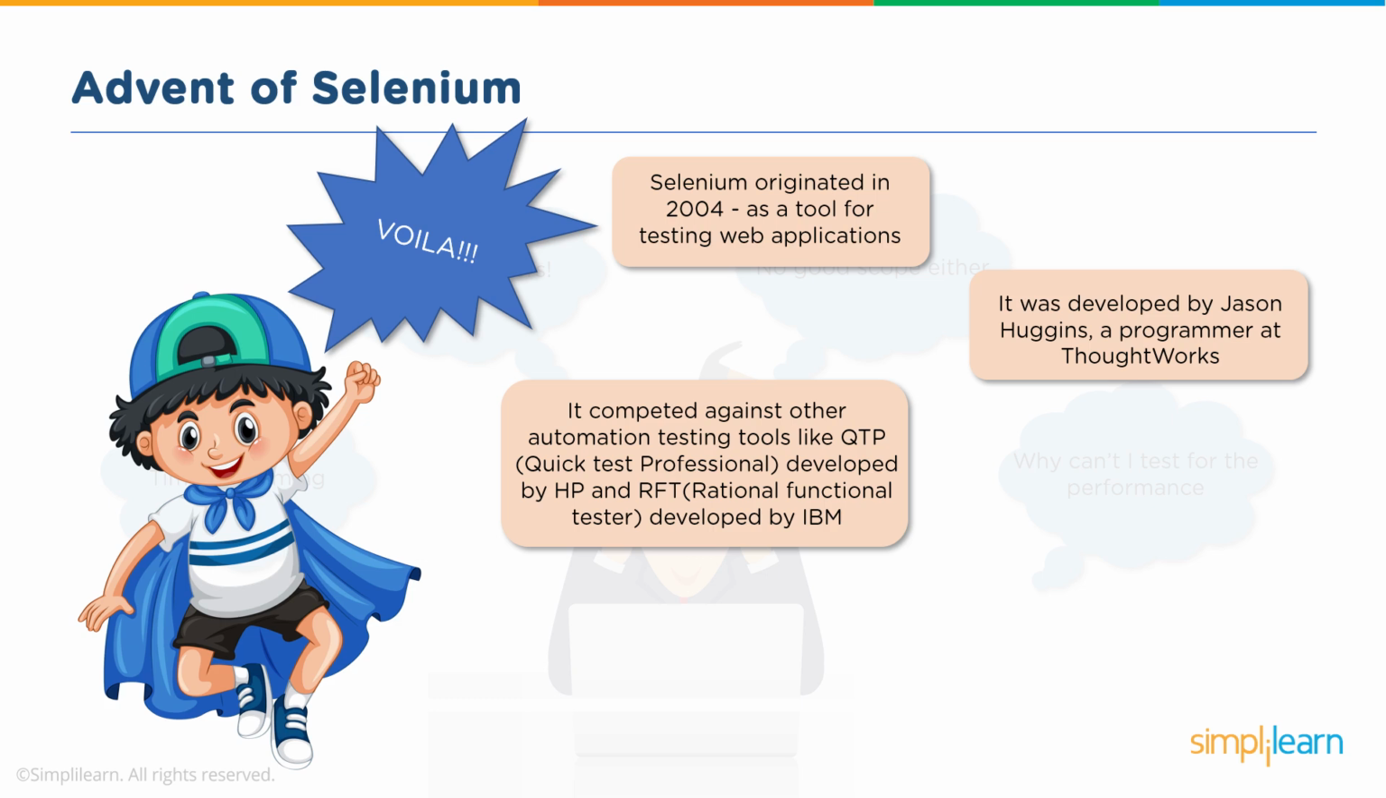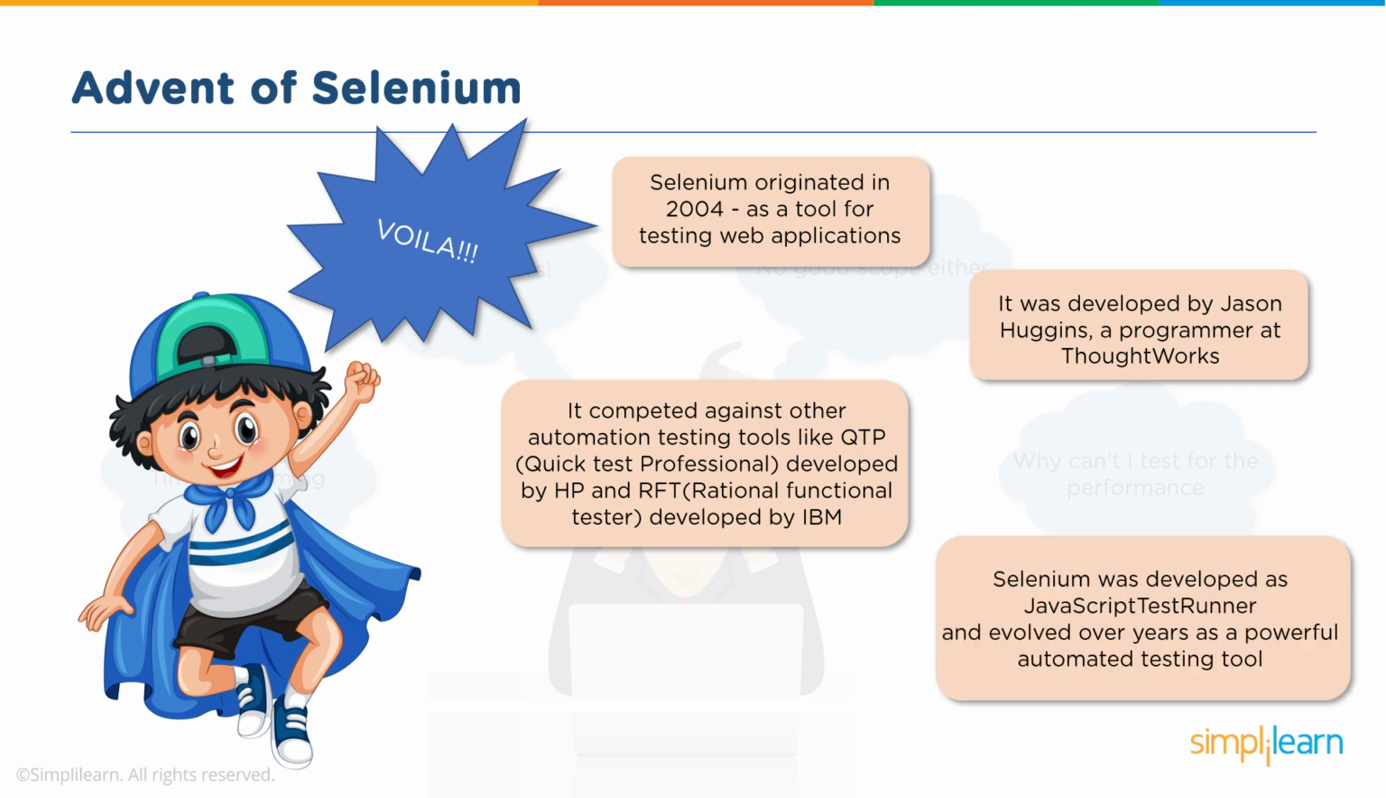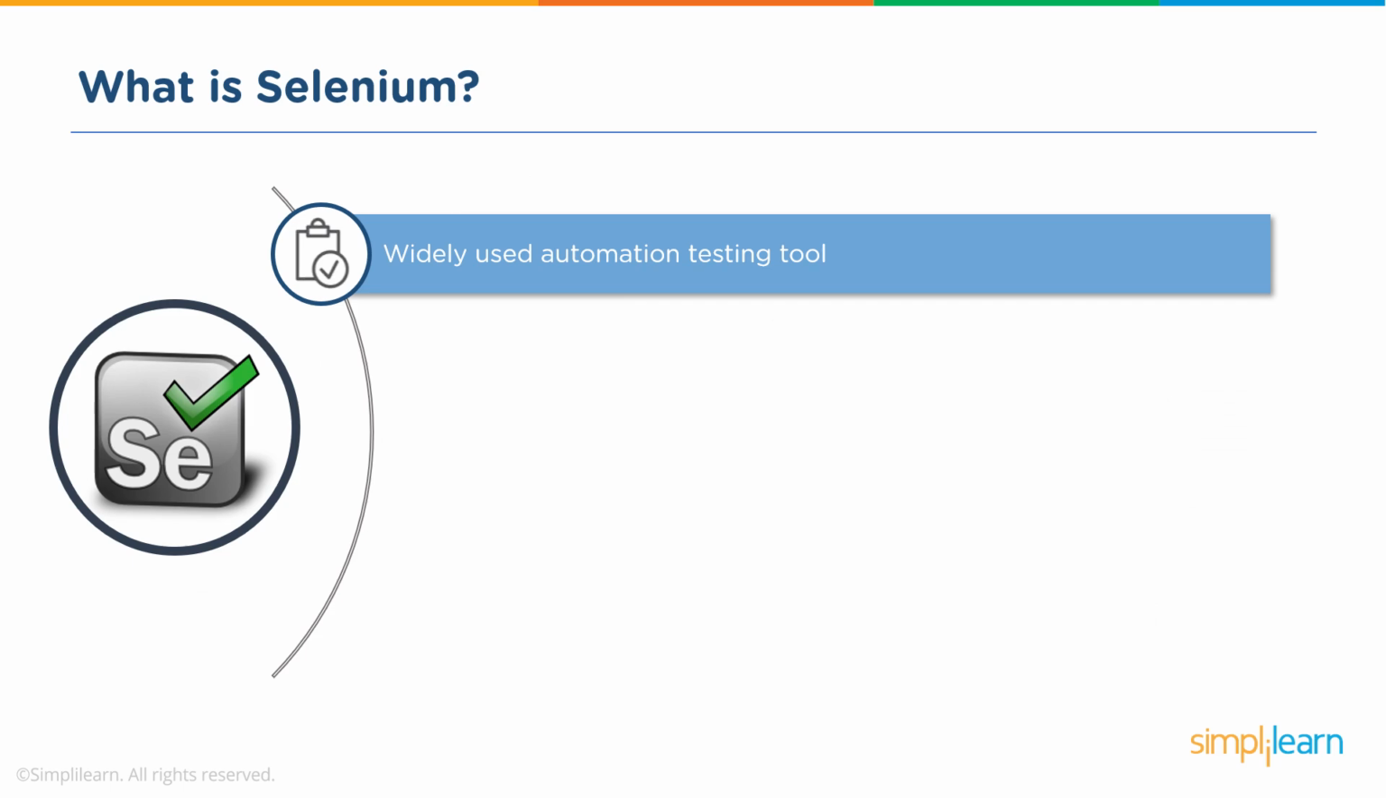So what he did was he wrote a JavaScript program that automatically controlled the browser actions, and then he named that JavaScript Test Runner. He made this open source, which was later renamed Selenium Core, and this is how Selenium came into existence. So with this brief history of Selenium, let's understand what Selenium is and what its main features are.